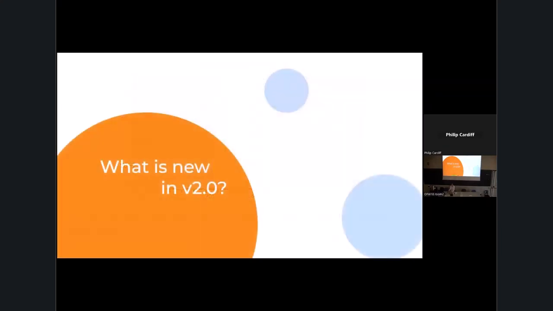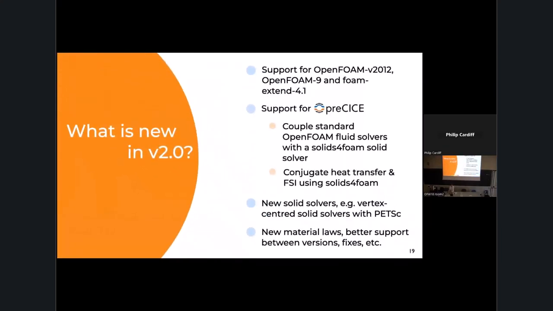So what's new in solids4foam 2.0? The main difference, which made it go to 2.0, is that it breaks backward compatibility. It supports newer versions of the different OpenFOAM forks. OpenFOAM v2.0, 9 and foam-extend 4.1 are supported, whereas if you use v1.0, it's for an older version. So just changing the first digit implies breaking backwards compatibility. Anytime the first digit changes, it means it's based on new versions of the different OpenFOAM forks.